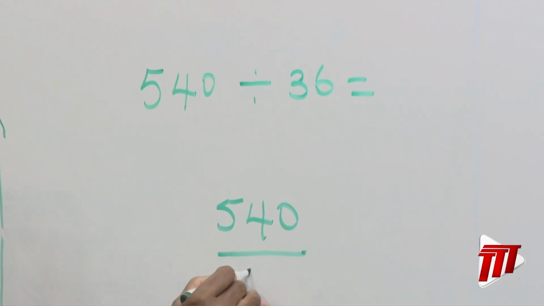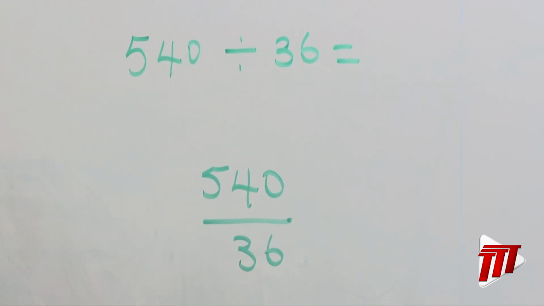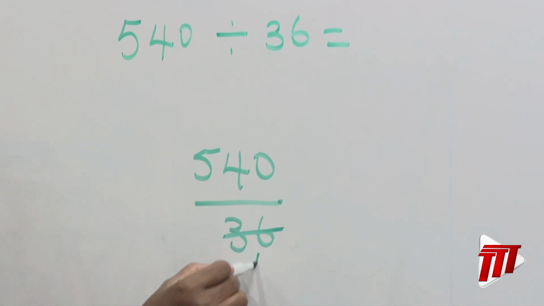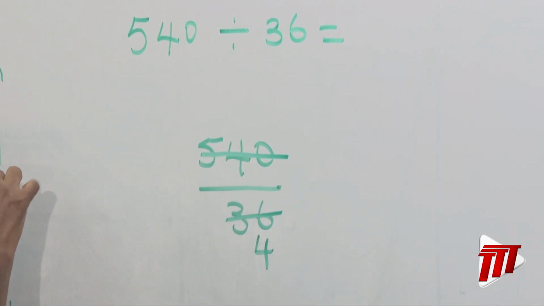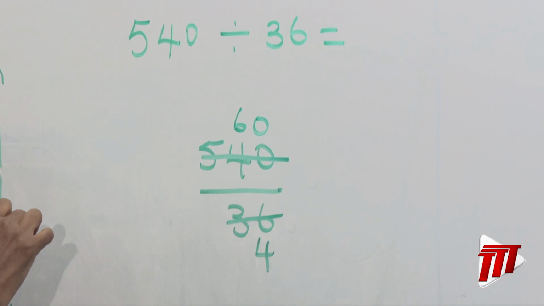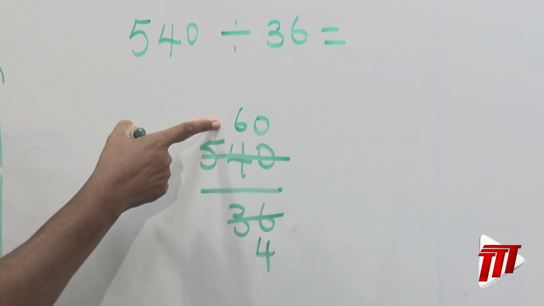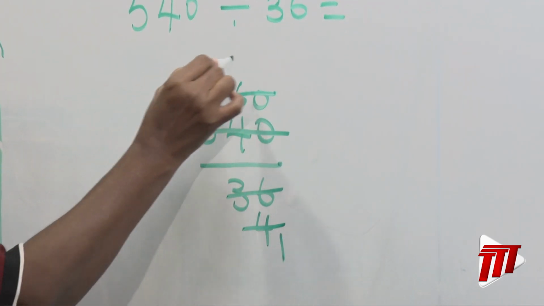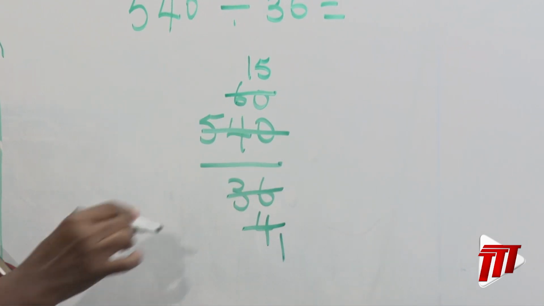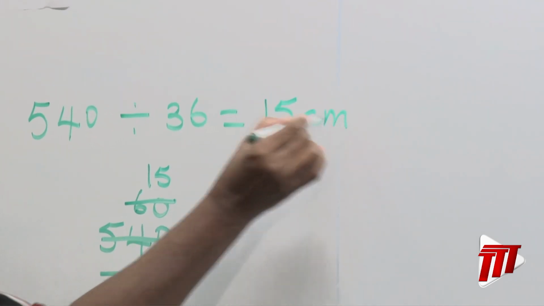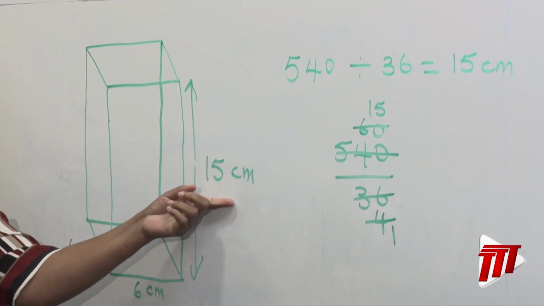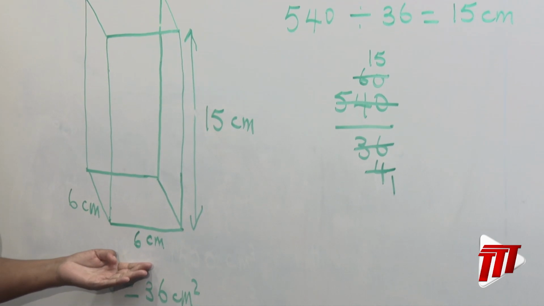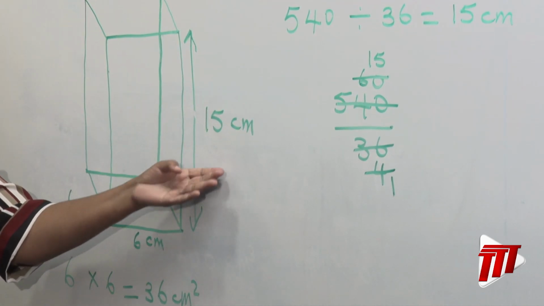540 divided by 36. 9 is a factor of 540 and 36. 36 divided by 9 is 4. 540 divided by 9 is 60. 4 is a factor of 4 as well as a factor of 60. So 4 divided by 4 is 1, and 60 divided by 4 is 15. So our height is 15 centimeters. So in order to find the height of a cuboid, when you have the area of the base, you just divide the volume by the area.